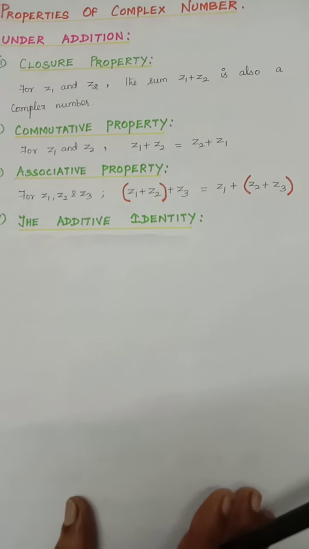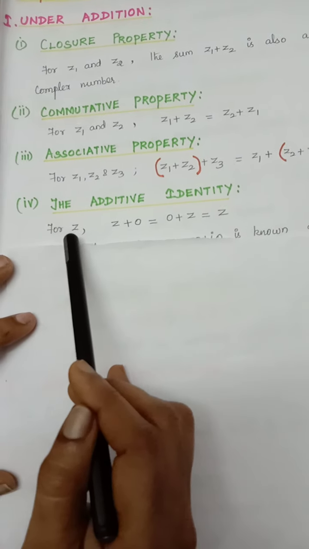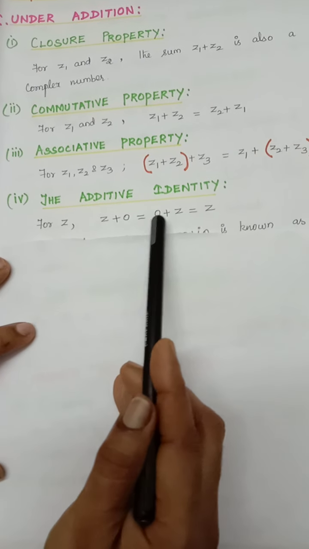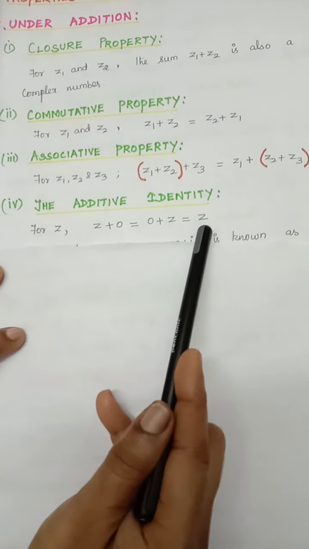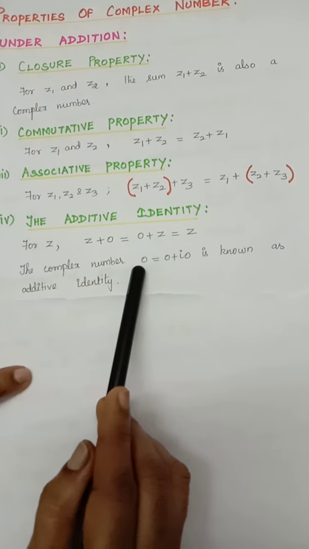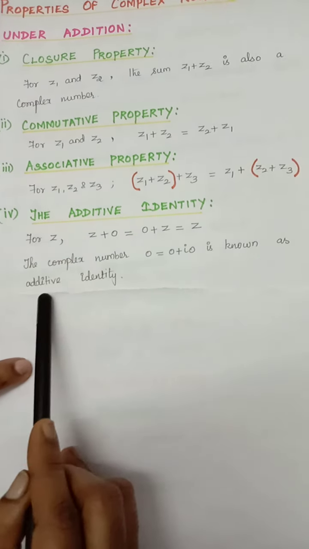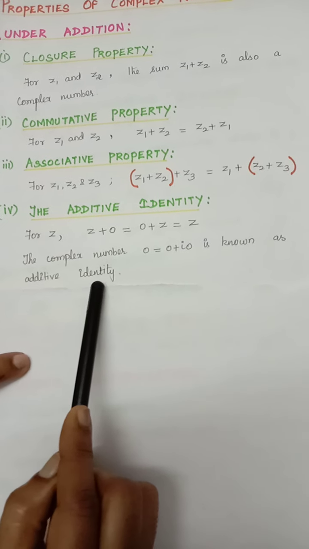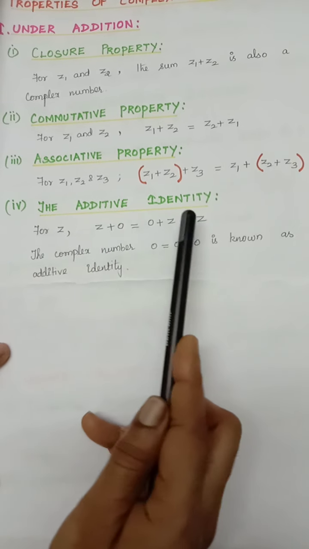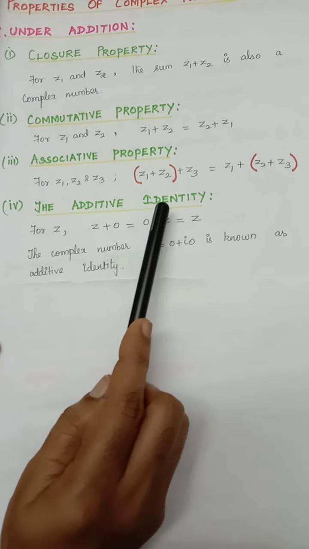The next one is the additive identity. For every complex number z, z plus 0 is equal to 0 plus z is equal to z. The complex number 0 can be written as 0 plus i0, and it is known as the additive identity. If you take any complex number and add 0, you will get the same complex number. So 0 is called the additive identity.